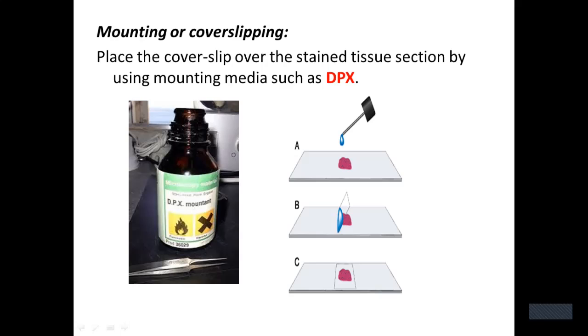Put one drop of DPX on the glass slide with the tissue, and then place the cover slip at an angle to remove air bubbles, and finally cover the tissue to preserve it. This is called the mounting or covering step.